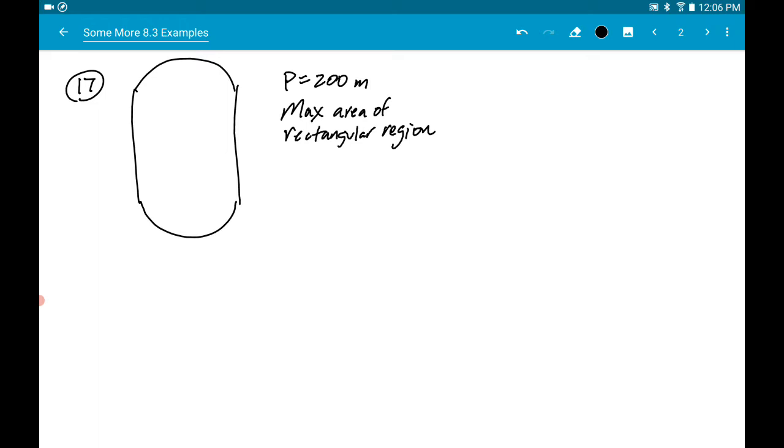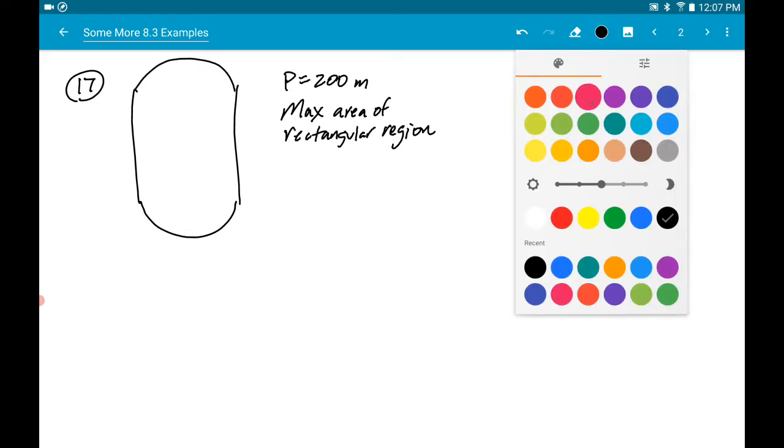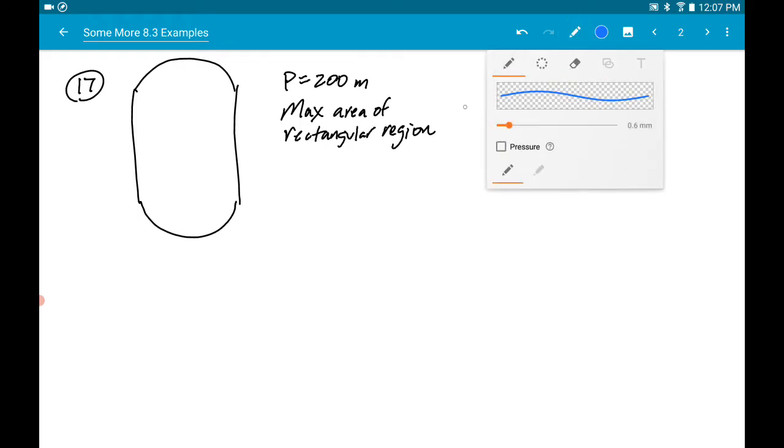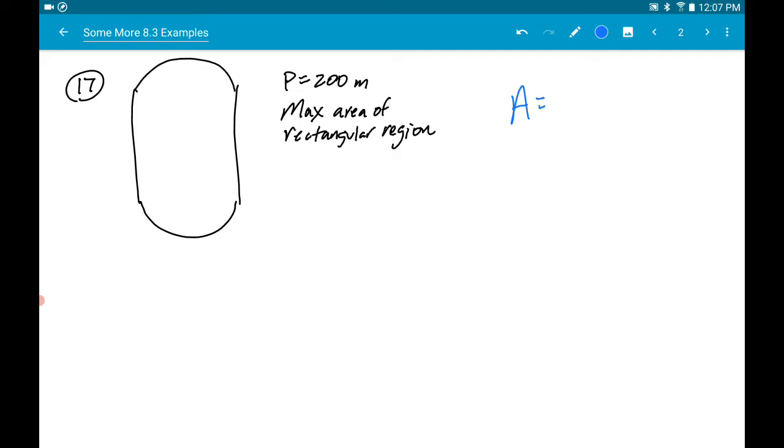Alright, this first one, number 17, we've got a figure that looks like a track. And it's made up of two semicircles and kind of a rectangle in the middle. And it tells us that the perimeter is 200 and we want to find the max area of the rectangular region. So we're going to try to maximize the middle piece. But before I do anything, I need to label my diagram.